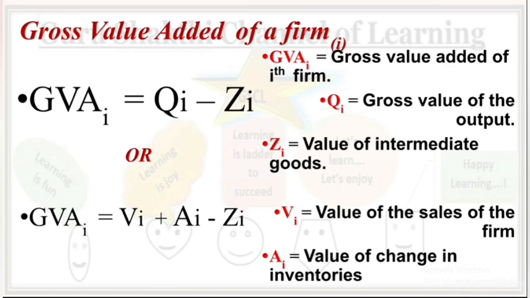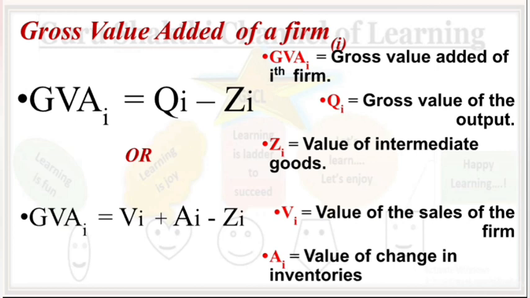Gross value of the output could also be calculated by adding up the value of the sales of the firm and the value of change in inventories. To understand the second equation, one needs to know about inventories, which can be learnt in another video. But as of now, this is how we can get the gross value added of a firm.